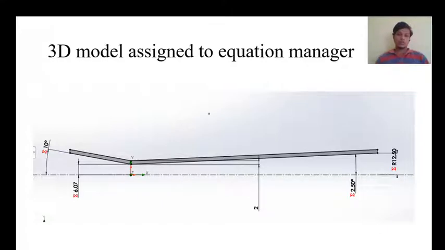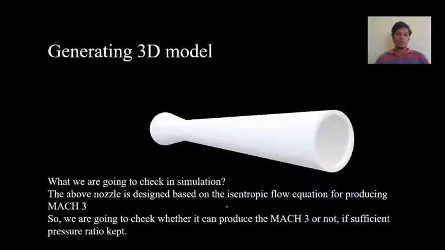And this is the model, and this is totally parameterized. The constant one here is the thickness. Thickness is not a problem in the flow simulation because it is always given as a static wall in the flow simulation, so it is kept constant. This is the generated 3D model for the convergent divergent nozzle. The above nozzle is designed using the isentropic flow equations for Mach 3.